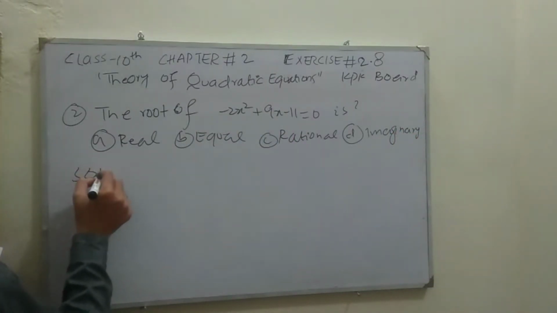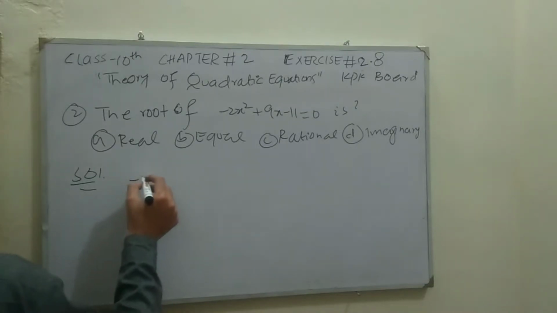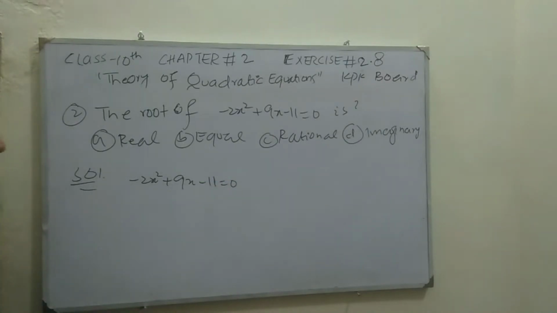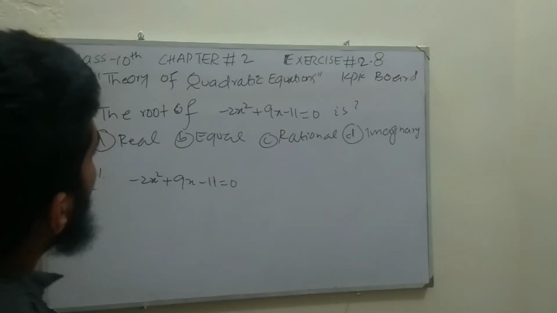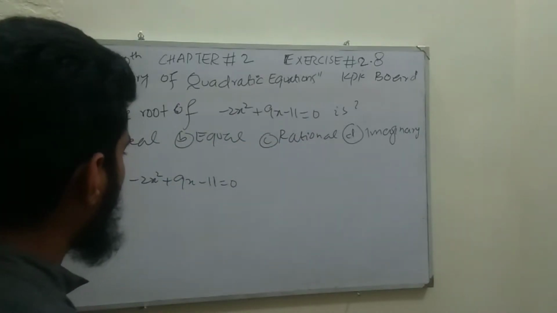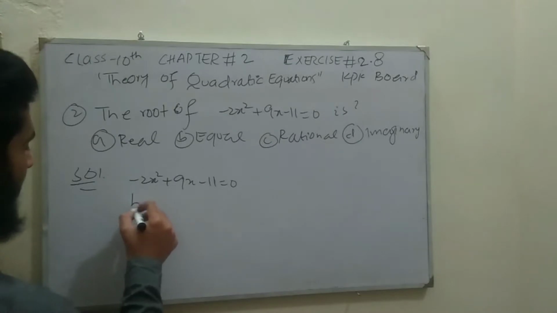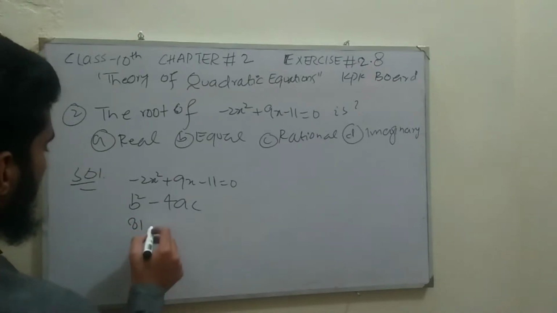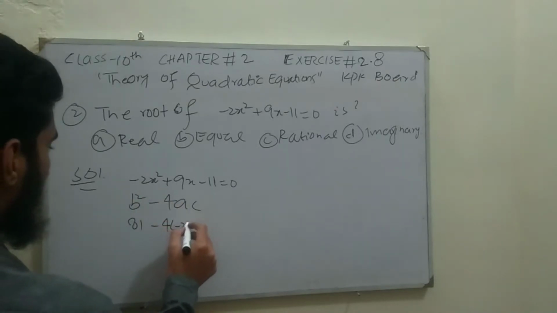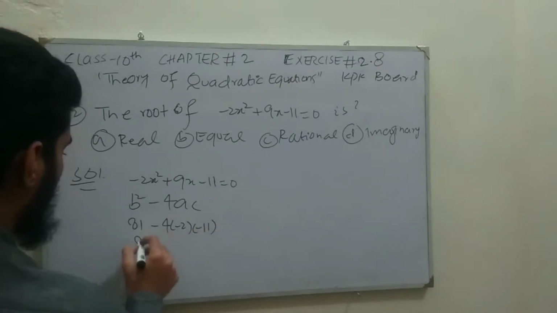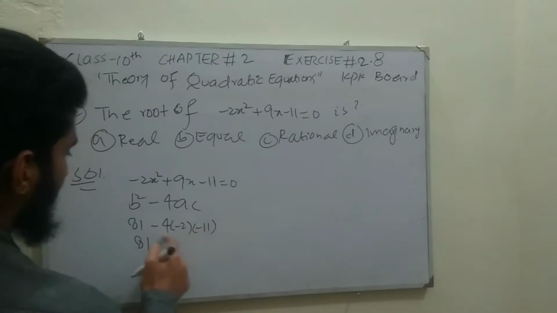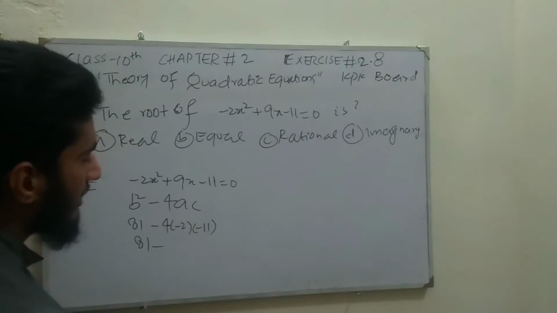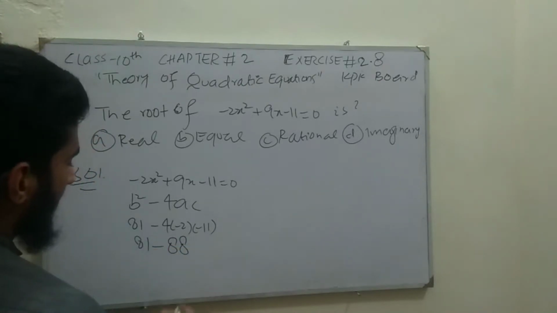Solution. Taking the given quadratic equation minus 2x square plus 9x minus 11 is equal to 0. We learned in exercise number 2.1 how we can find the nature of the roots of a quadratic equation using the discriminant rule. The discriminant formula is b square minus 4ac. b is 9, so 9 square gives us 81. Minus 4 times a, which is minus 2, and c, which is minus 11. So 81 minus gives us plus, and plus minus gives us minus. 4 multiplied by 2 gives us 8, and 8 multiplied by 11 gives us 88. 81 minus 88 gives us minus 7.